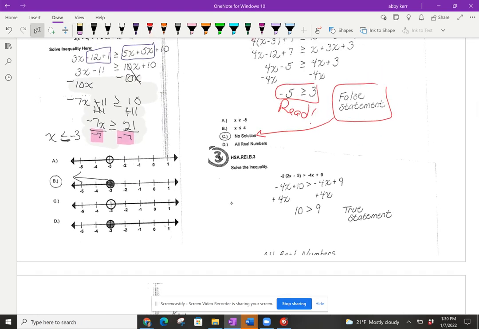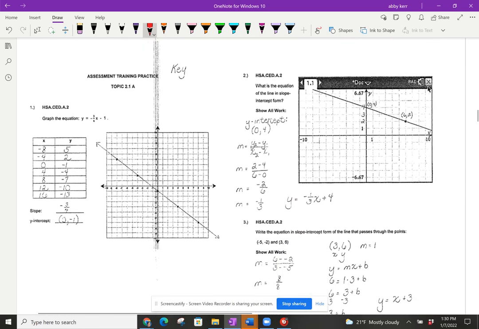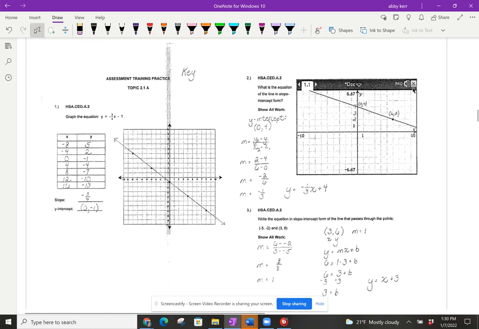So perfect example of that is number 3. You have to read the answer. 10 is greater than 9. Is that true? Yes, it is. It is true. So the answer will be all real numbers.